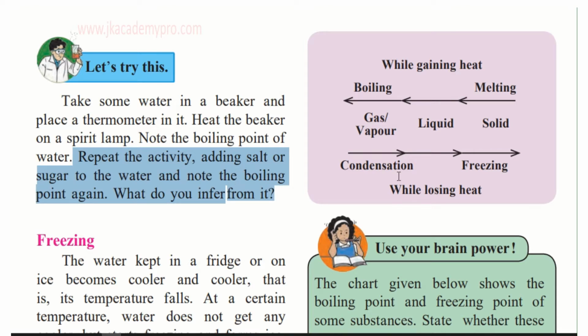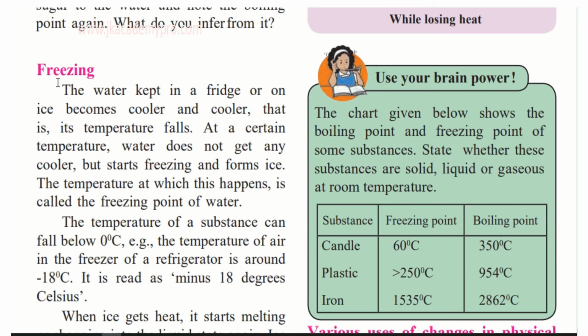Note it down. Now, while gaining heat, okay, we know that what happens is the solid starts melting, isn't it? And then it starts boiling. So, from solid to liquid to gas. So, this is the process. And while losing heat, the condensation process happens and the gas will turn to the liquid state, and from the liquid state to the solid state, that is the freezing state. So let's learn more about freezing.